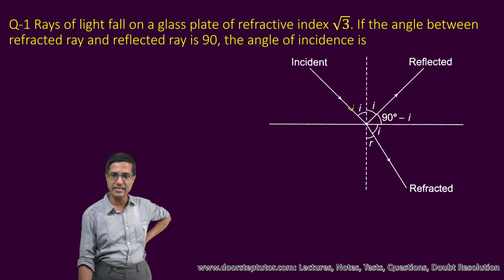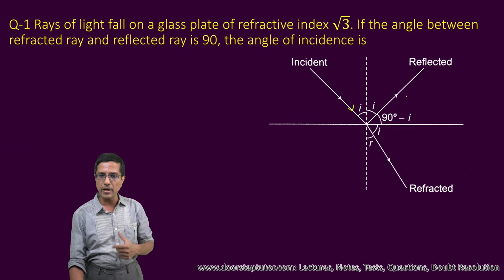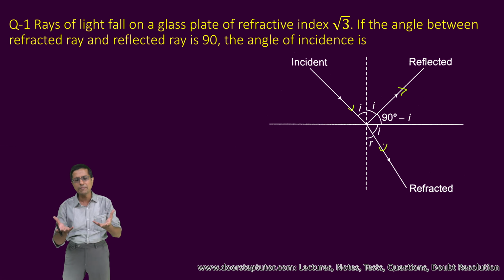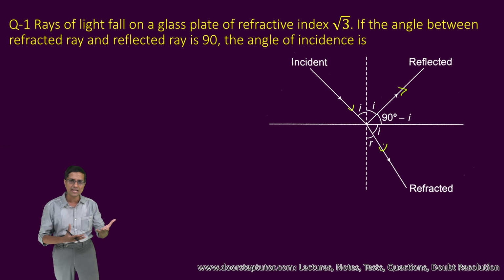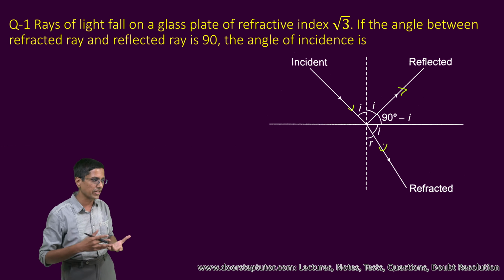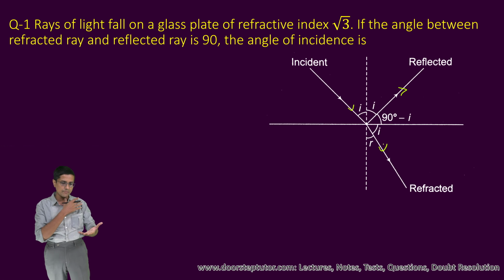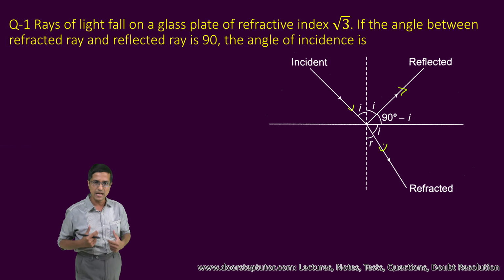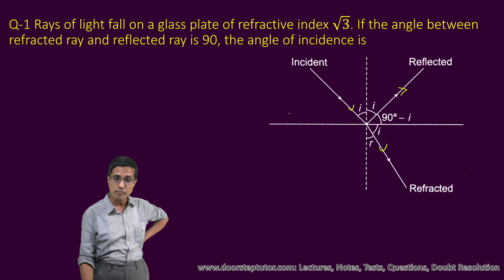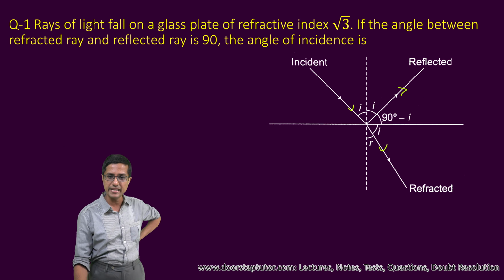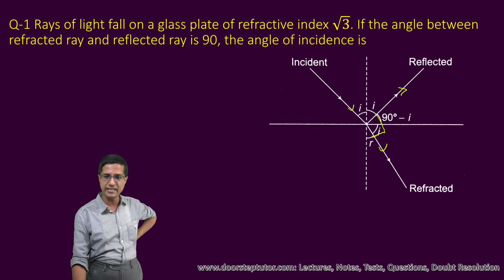So this is the incident ray. It gets divided into two parts. One of them is reflected and the other is refracted, and this is what typically happens when you look at glass. Not everything is just transmitted through. A part of the rays coming from the object are actually reflected back to our eye. Here we have been told that the angle between the reflected and the refracted ray is equal to 90. This is what we have been told.